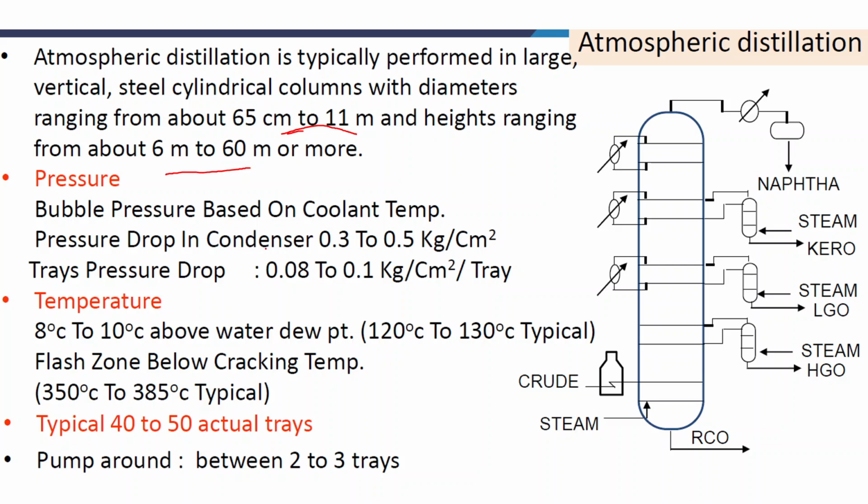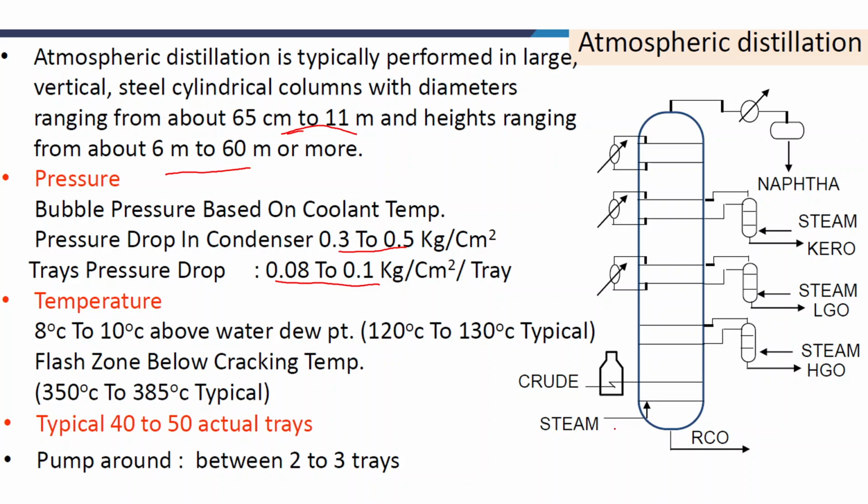Pressure here is bubble pressure based on coolant temperature, and pressure drop in condenser is 0.3 to 0.5 kg per centimeter square, and tray pressure drop is 0.08 to 0.1 kg per centimeter square. The temperature is 8 to 10 degrees C above the water dew point. Flash zone below cracking temperature is 350 to 385 degrees C. And typically 40 to 50 actual trays are taken and pump around between 2 to 3 trays.